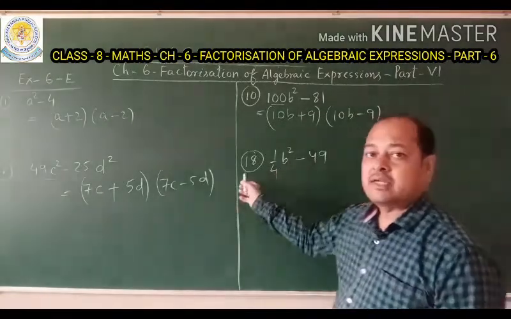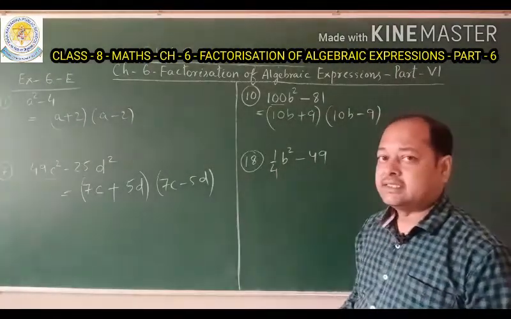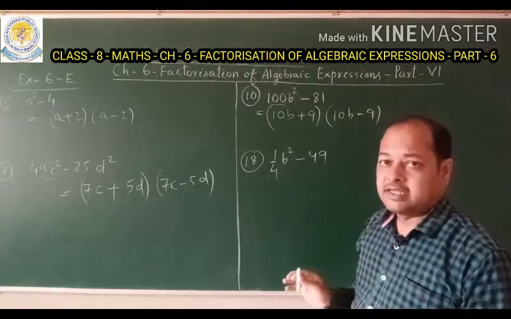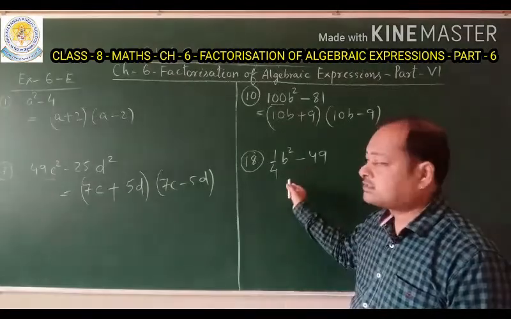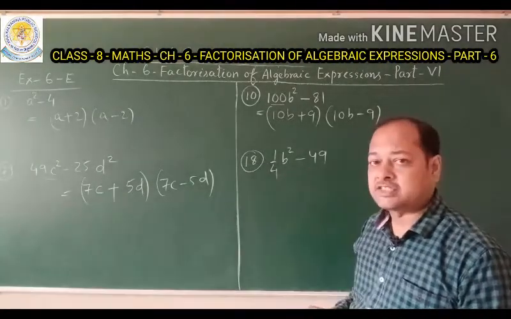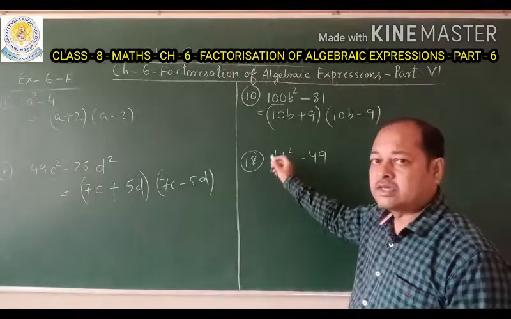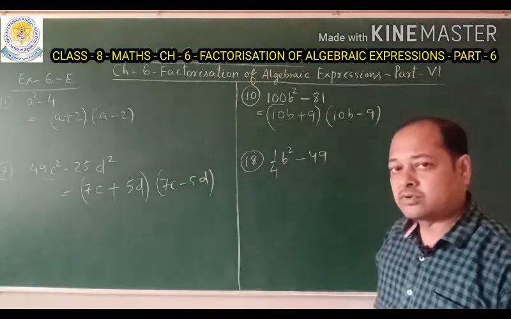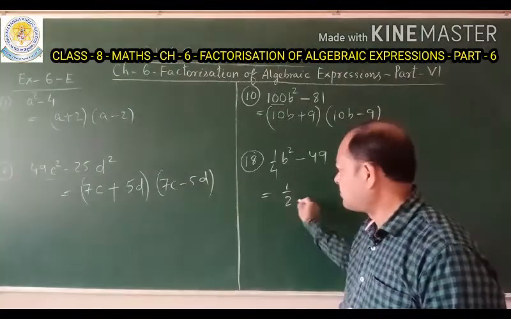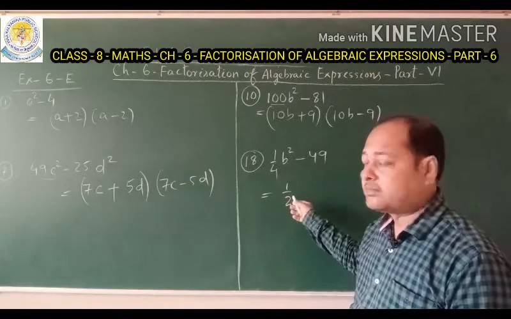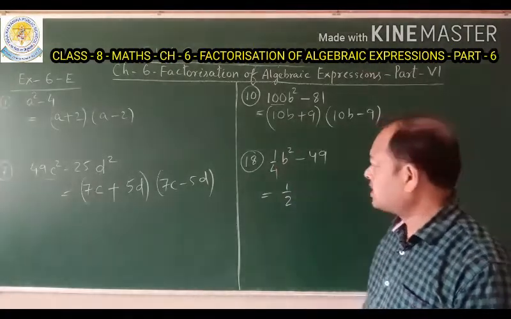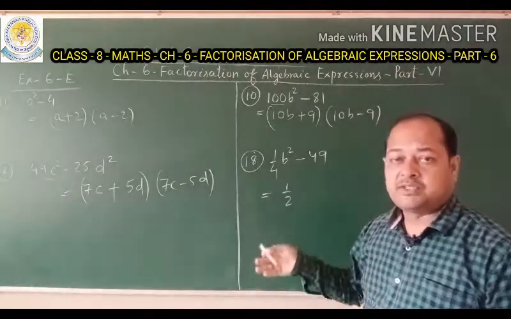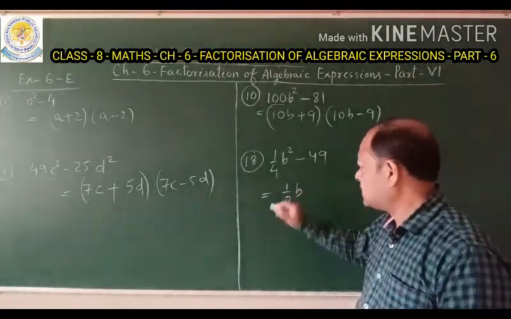Now look at question number 18. Question number 18 says 1 upon 4b square minus 49. It is an algebraic expression. We have to find out the factors using the factorization method. So first we have to find out the square root. What is the square root of 1 upon 4? Definitely that is 1 upon 2. 1 upon 2 into 1 upon 2 equals 1 upon 4. And what is the square root of b square? That is b, because b into b is b square. So write down b here.